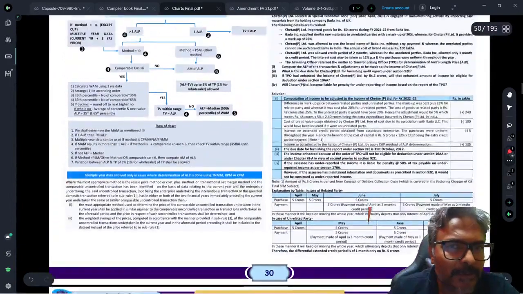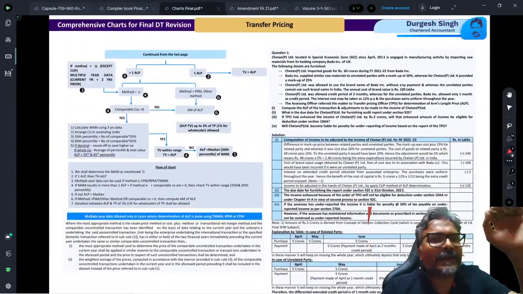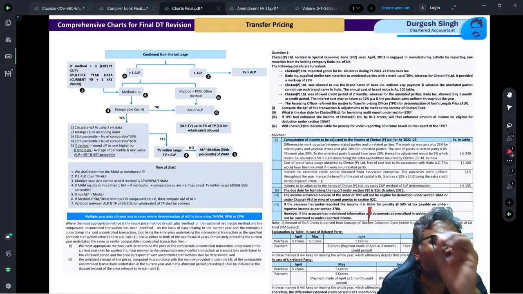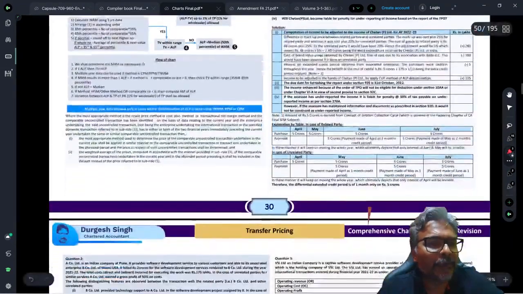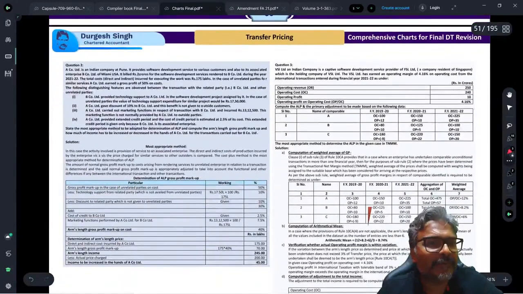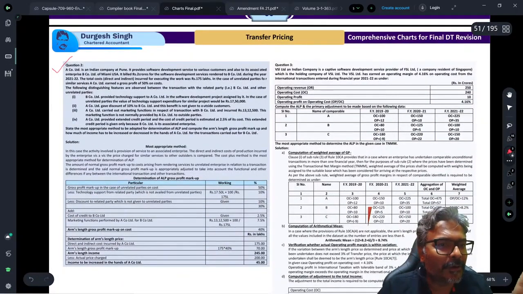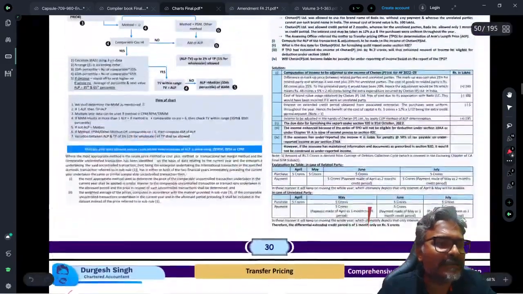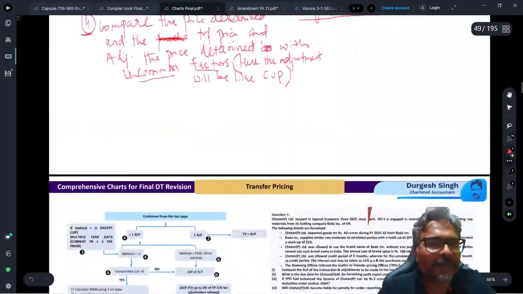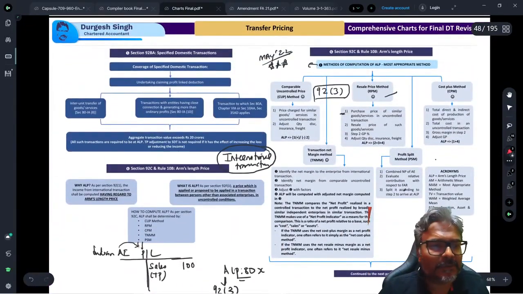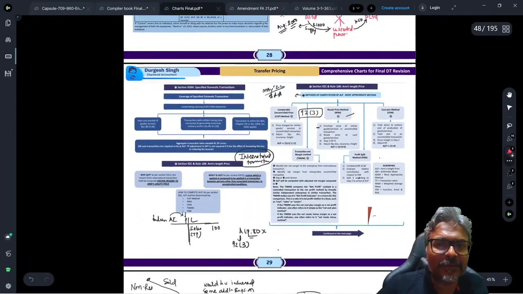With that now, cost plus method, congratulations. ICI has introduced a new practical question in the module, and don't worry, students, in the chart I have also included those practical questions for all of you. All the new questions introduced by the ICI in their module I have covered in this chart, and we are going to do it now. Let's then see the cost plus method, students.